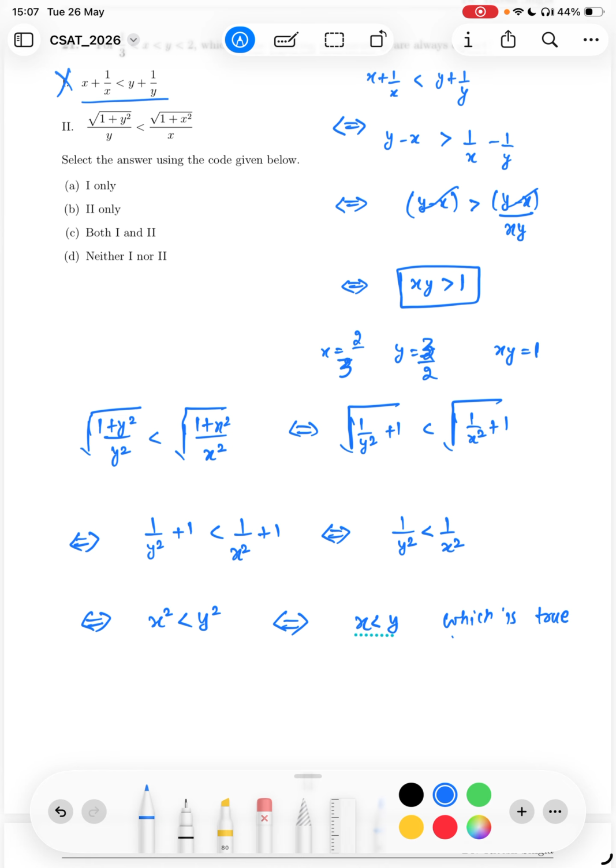So we do not need any extra condition in order to make sure of this second statement. The second statement will always hold as soon as x is less than y. So the second statement is correct. Hence option B is your correct option. Right?